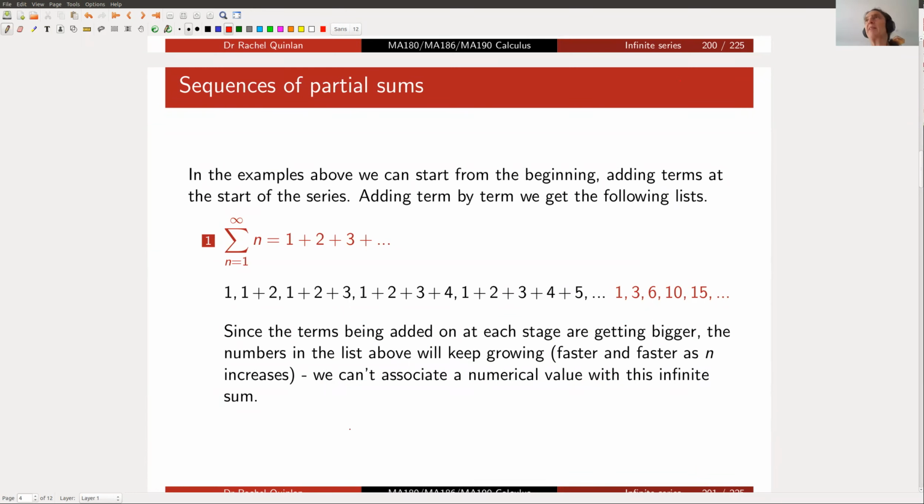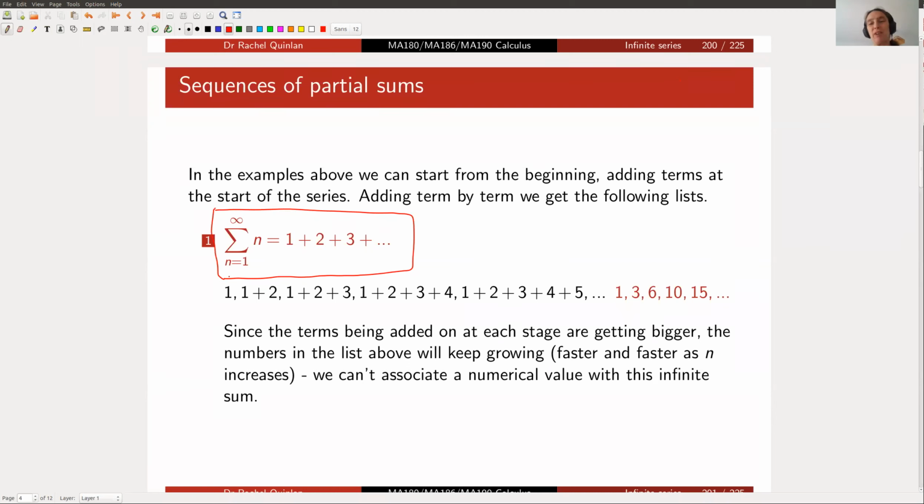And so in the examples that we looked at, all of them have the same basic form: an infinite sum of some terms. And we know what the terms are, maybe. You've got a first term, a second term, a third term. You can start at the beginning, you can start adding them together. So if you take, for example, the first example that we looked at, the sum of all the natural numbers, 1 plus 2 plus 3, and so on.